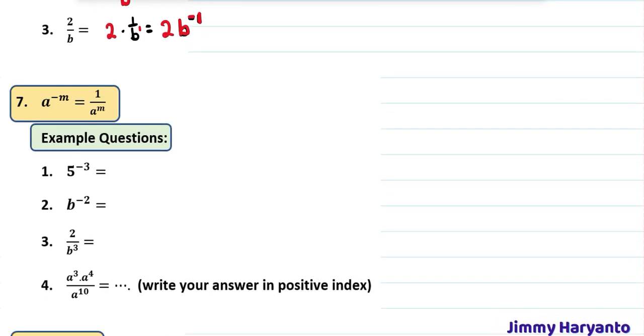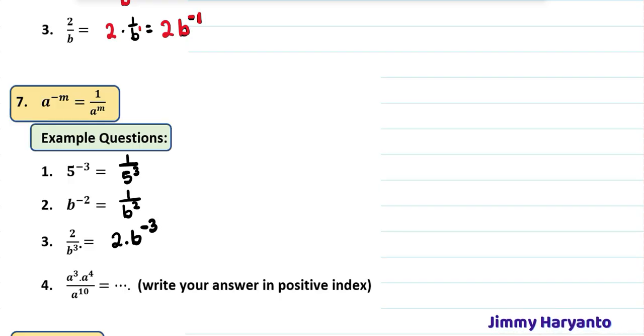Okay, and then 7, we have a to the power of negative m. It's the same with the previous one, but this time we have powers after we write down the 1 over, yeah. So this one will be 1 over 5 to the power of 3. This one is 1 over b to the power of 2. And this one is 2 times b to the power of negative 3. When you move it up, it will become negative.